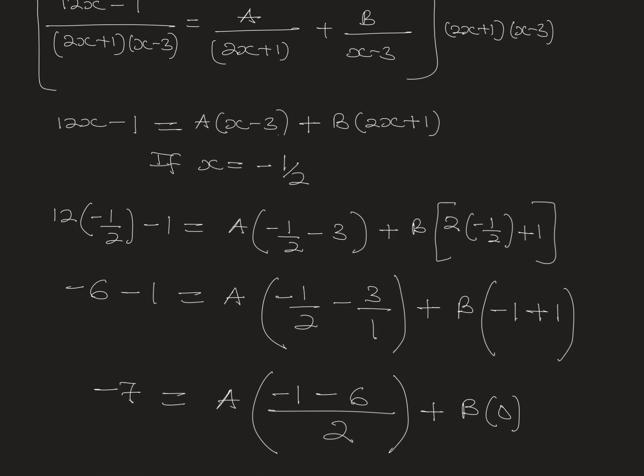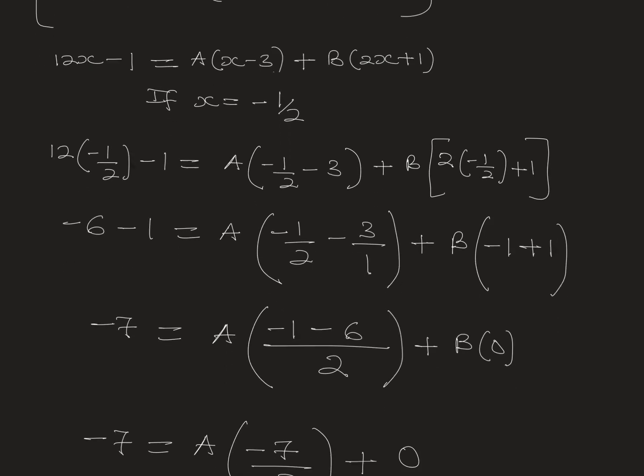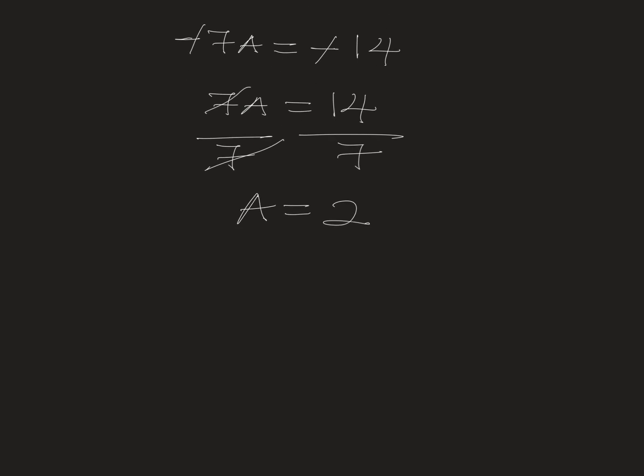Going back to the same expression, 12x minus 1 is equal to a into x minus 3 plus b into 2x plus 1. Now we're going to say if x is equal to 3, what would be b? Okay, because we want to find b now. So using 12x minus 1 is equal to a into x minus 3 plus b into 2x plus 1.